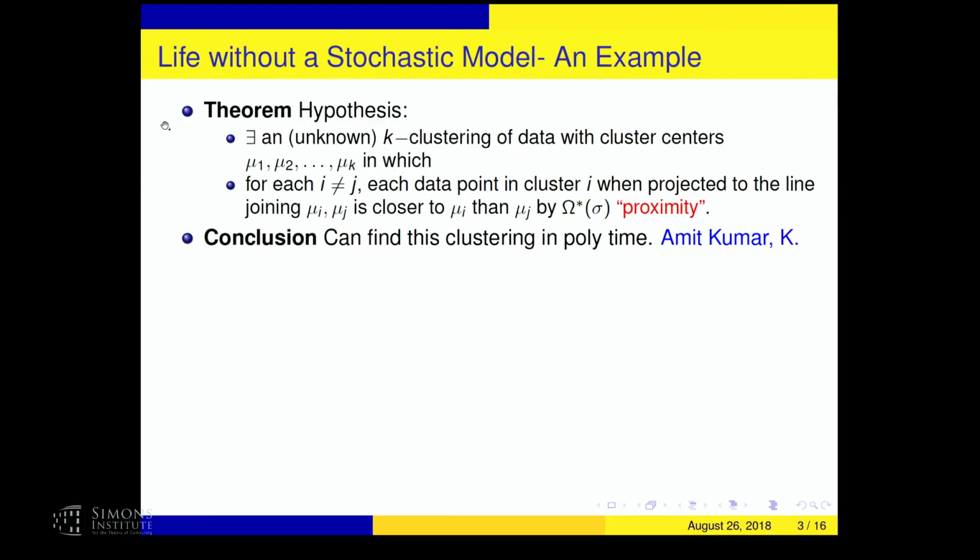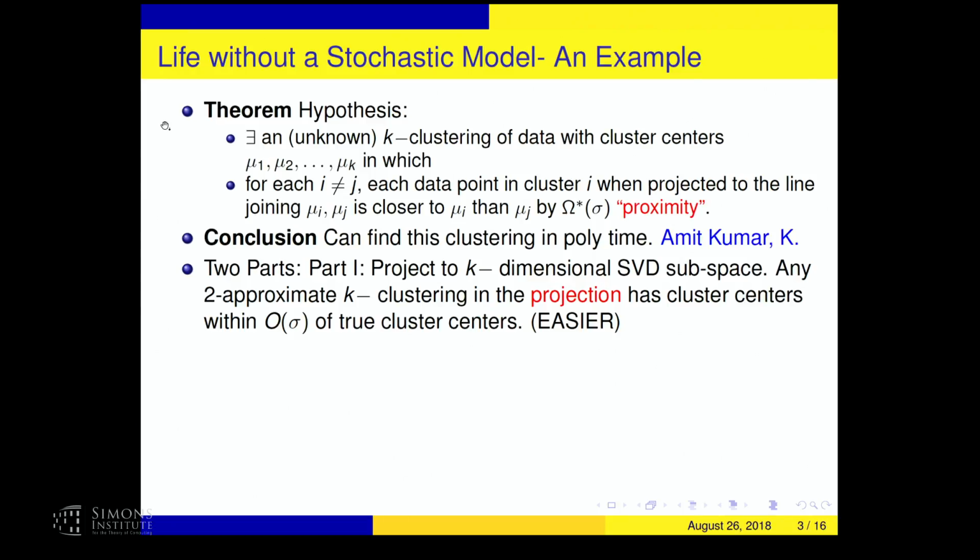The conclusion is, in fact, you can find this particular clustering, exactly this, no errors, in polynomial time. This is a result of Amit Kumar and myself. So I hope the theorem is clear. Here we don't have a stochastic assumption, right? We only have this deterministic assumption.